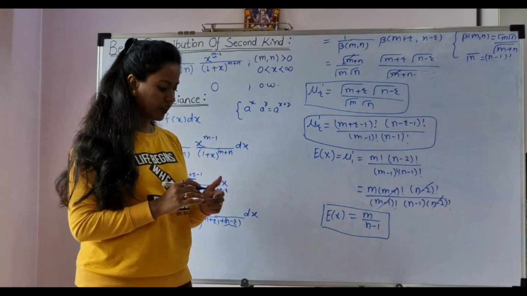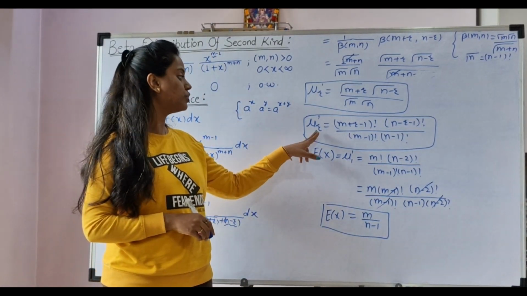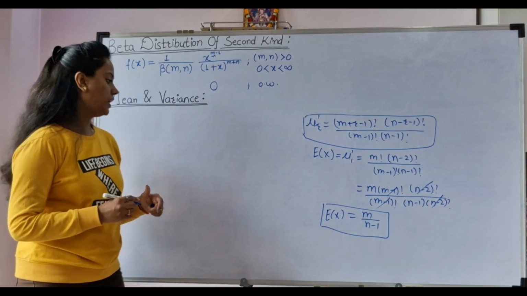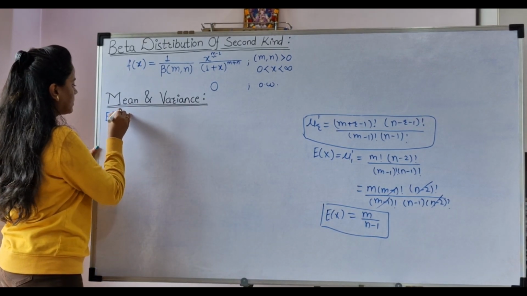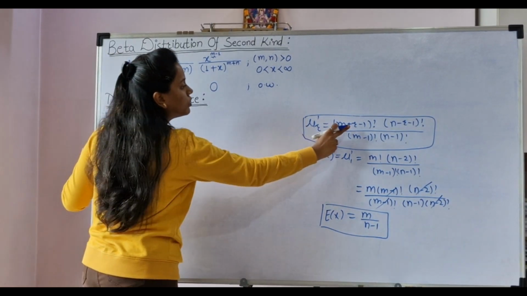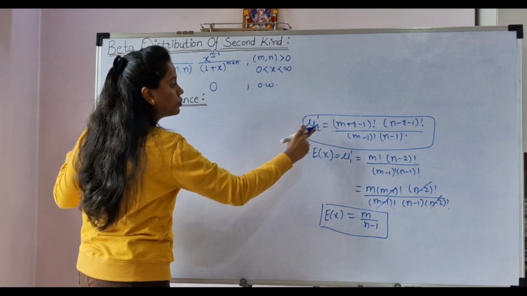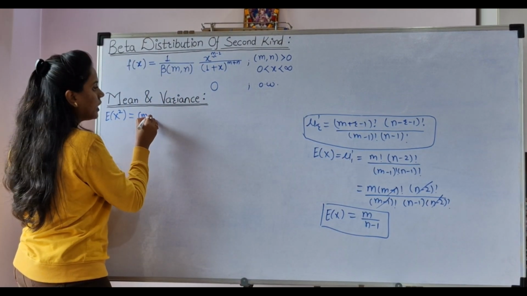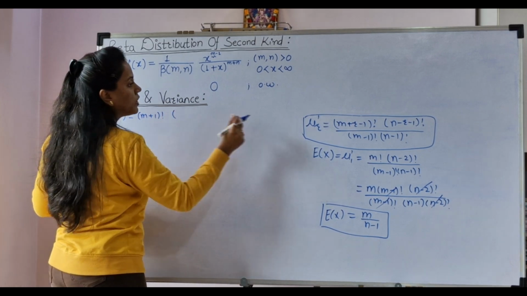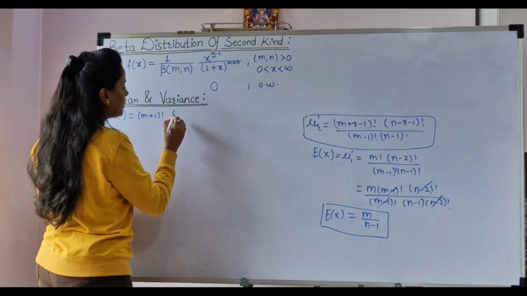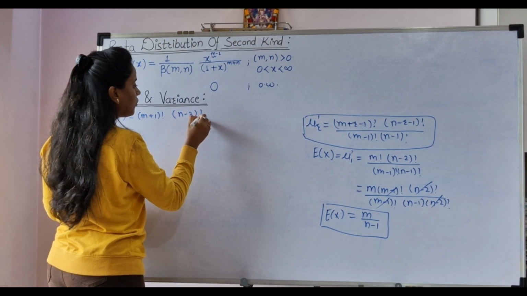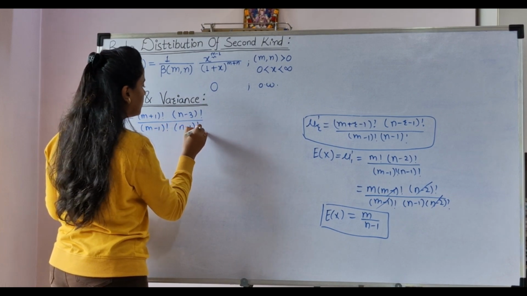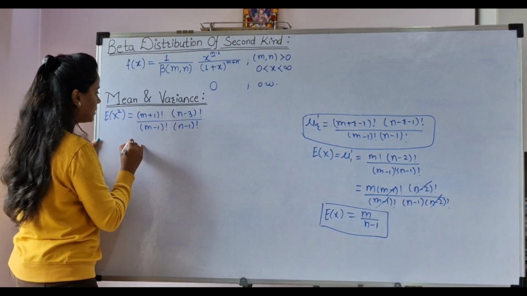Okay, now we want to find out expectation of x square. So let's put value of r equals to 2 in this equation. Now expectation of x square equals to, we have to put value of r equals to 2. So m plus 2 minus 1 will be plus 1. So we will get m plus 1 factorial. Here n minus 2 minus 1 will be n minus 3 factorial divided by m minus 1 factorial n minus 1 factorial.